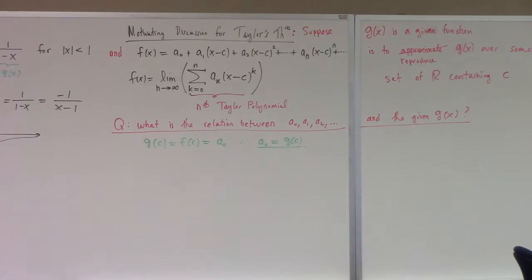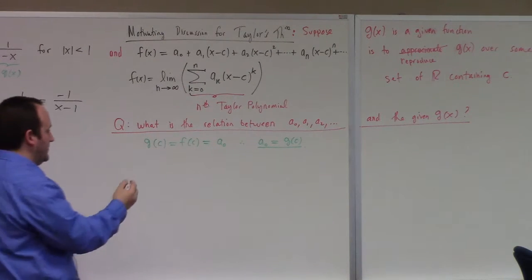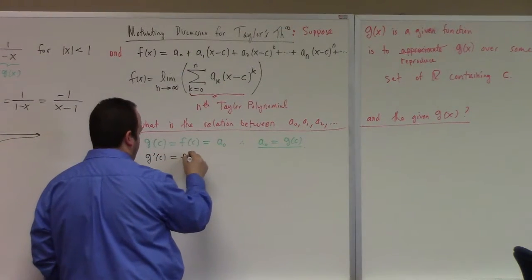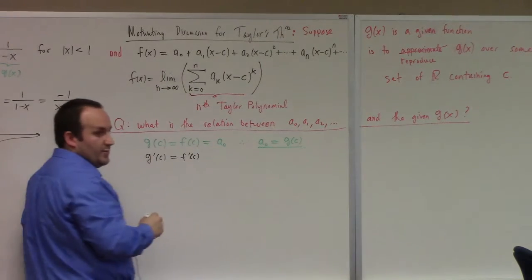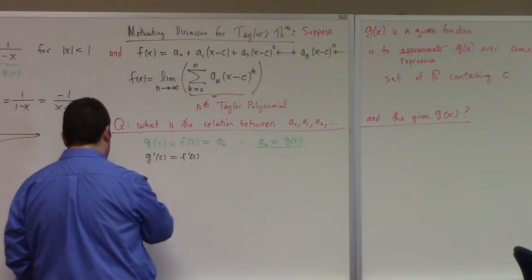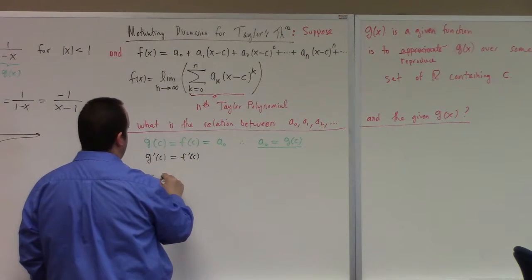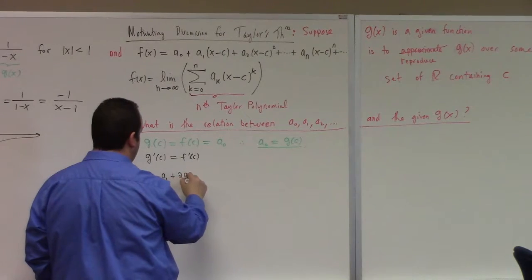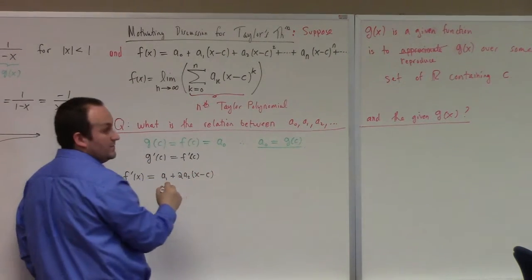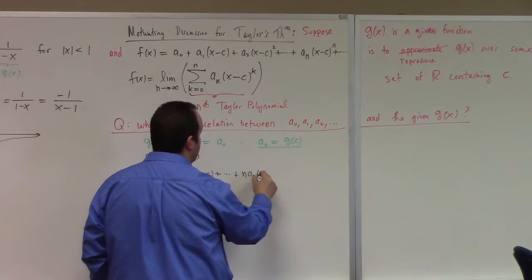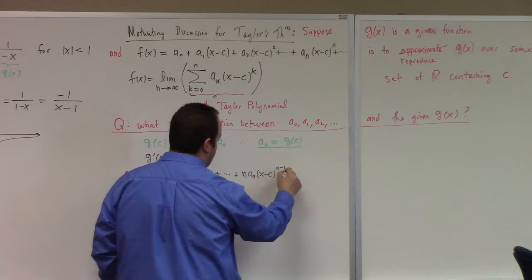Okay, so let's go on. What else has to match? If the function's values match at c, what else has to match at c? How about the derivative? What about g prime of c? That should also be equal to f prime of c, right? But what is f prime of x? It's a1 plus 2a2 times x minus c, plus dot dot dot, plus n times a sub n times x minus c to the n minus 1, plus dot dot dot.